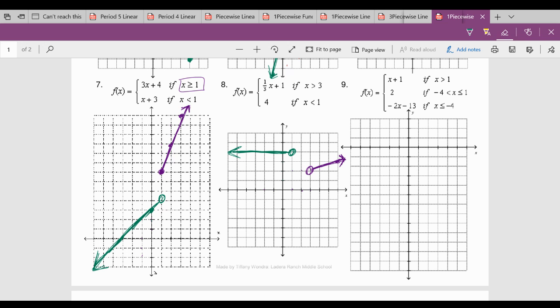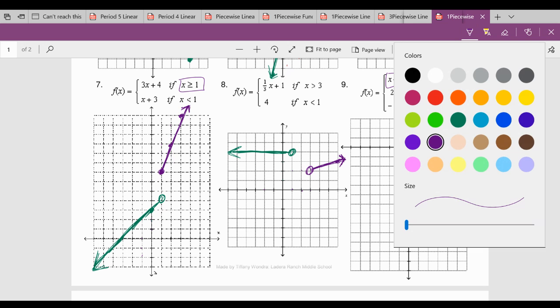Okay, number 9, just a little hole in the graph there. Now we have 3 parts of our function. So x plus 1 is where we'll start, and the slope is 1. So it's up 1 over 1. The domain is that x is greater than 1. So here's 1, and it's going to be anything bigger than that. I'll do an open circle, and anything above that. Everything else I get to erase.